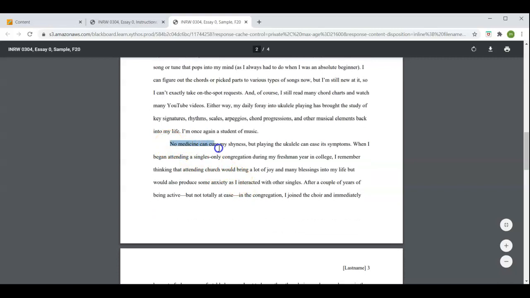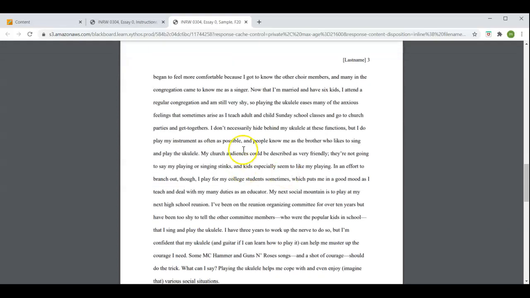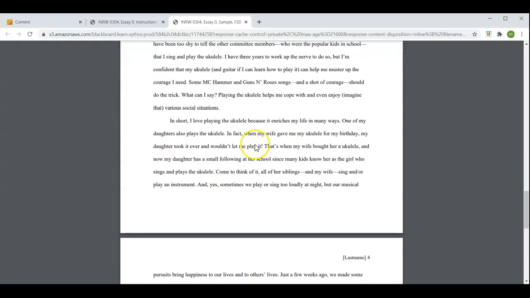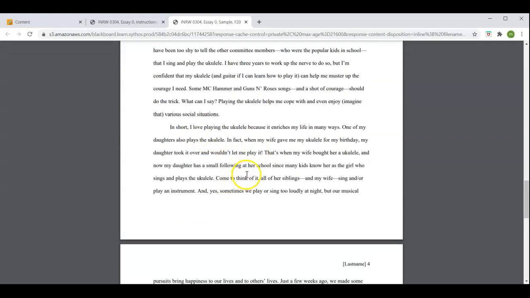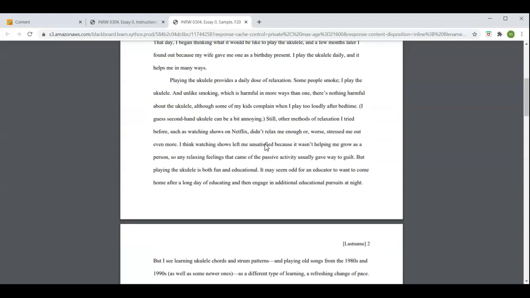Then there's this one: No medicine can cure my shyness, but playing the ukulele can ease its symptoms. So this is about how it helps me in social situations, that kind of thing. All the details relate to that. And then comes the conclusion. So let's look at one sample. You can read this yourself, right?